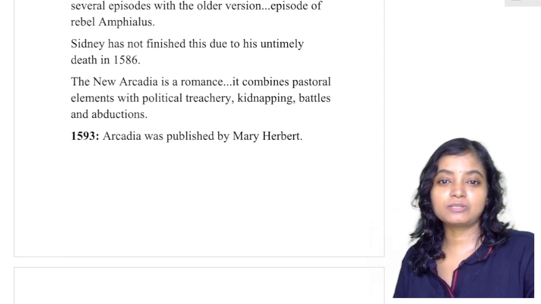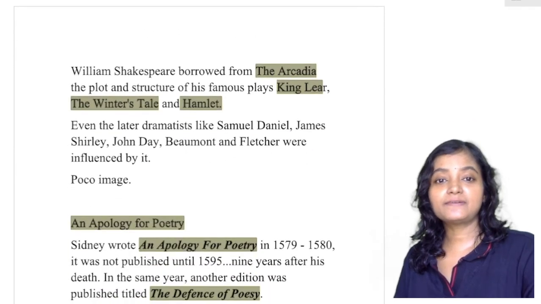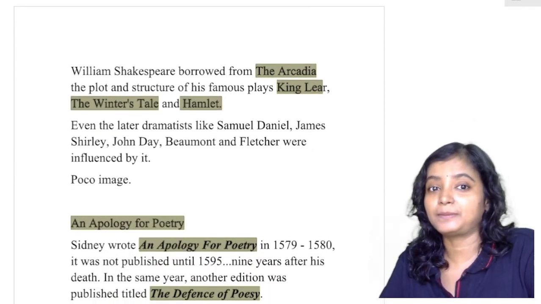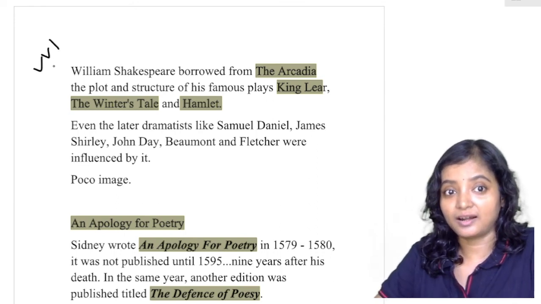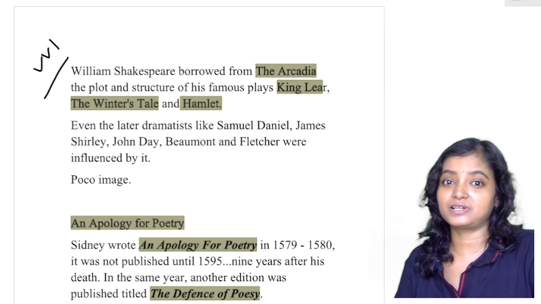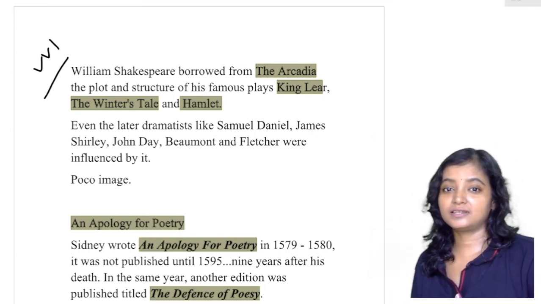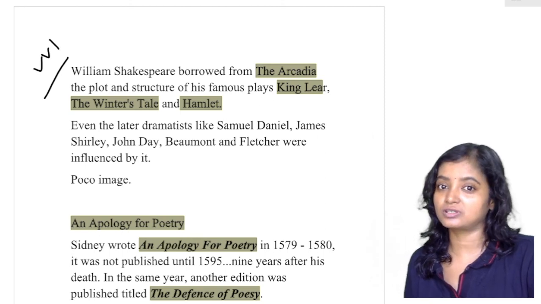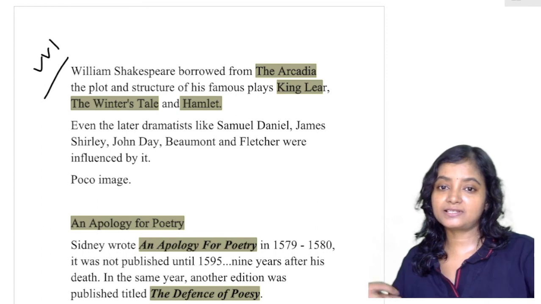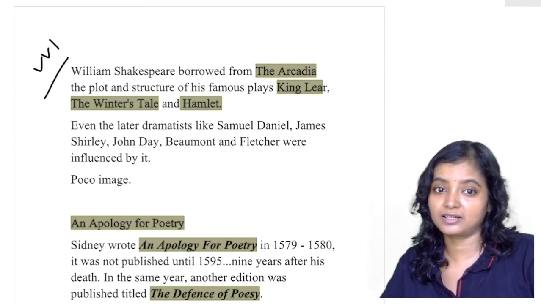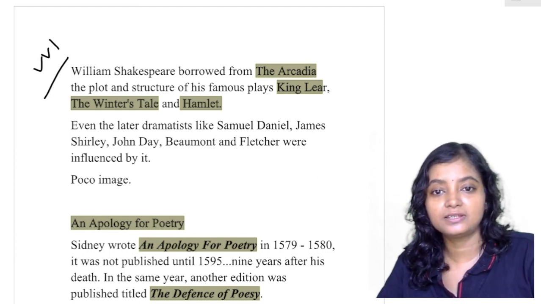In 1593, Arcadia was published by Mary Herbert. And William Shakespeare borrowed from the Arcadia the plot and structure of his famous plays. Very, very important. Arcadia was a source of William Shakespeare's plays King Lear, The Winter's Tale, and Hamlet. In these plays, Shakespeare used some things from the Arcadia. Even later dramatists like Samuel Daniel, James Shirley, John Day, Beaumont and Fletcher were also influenced by this work.